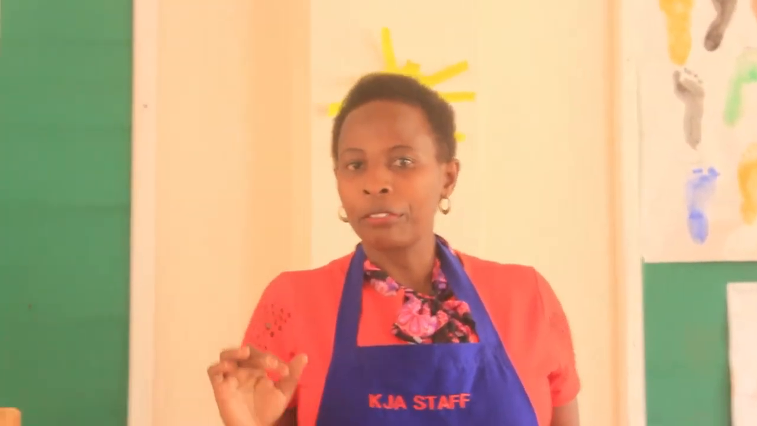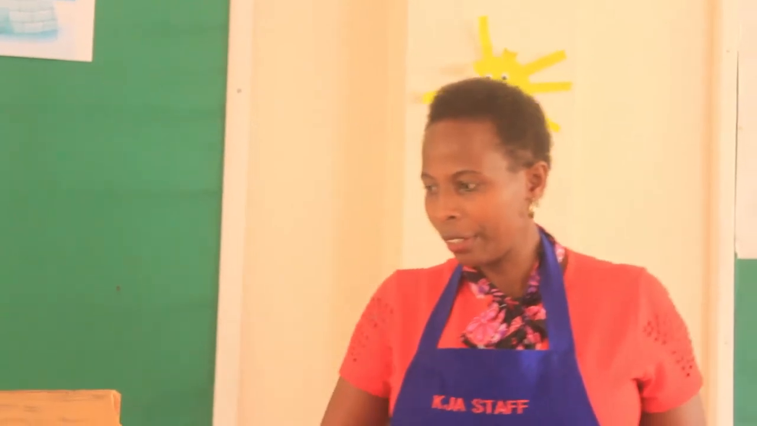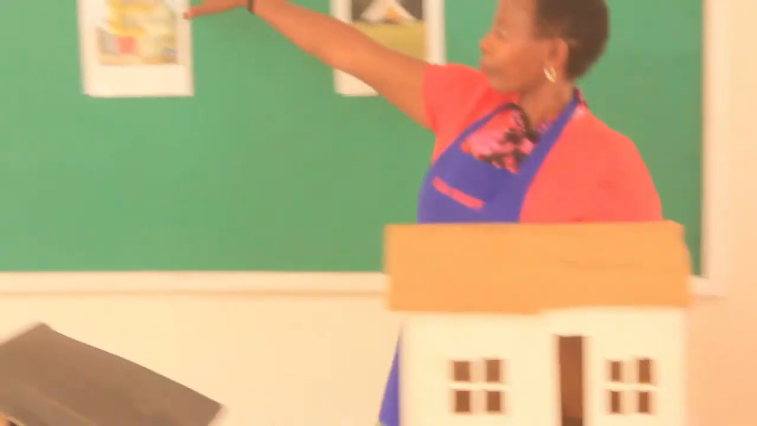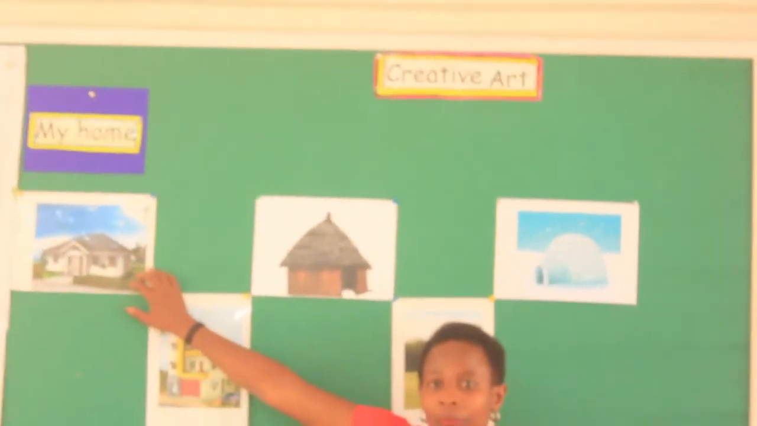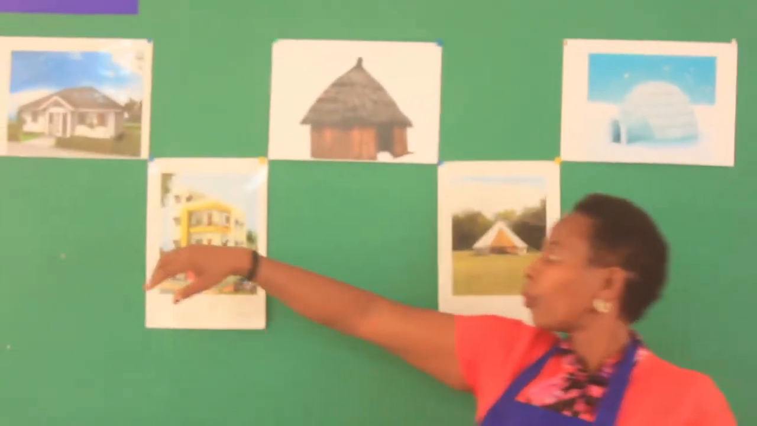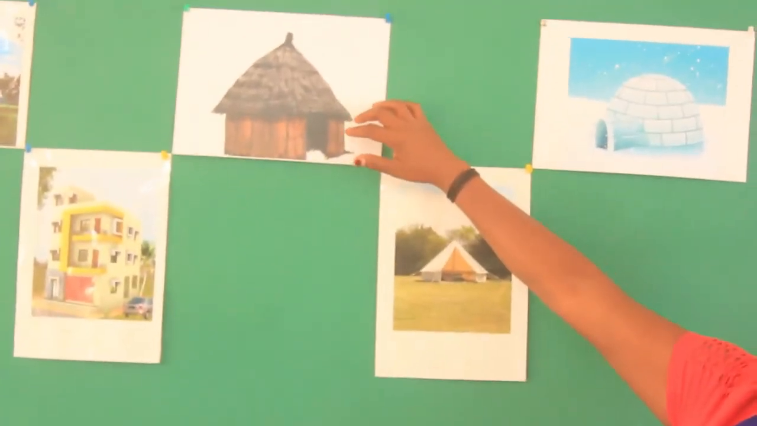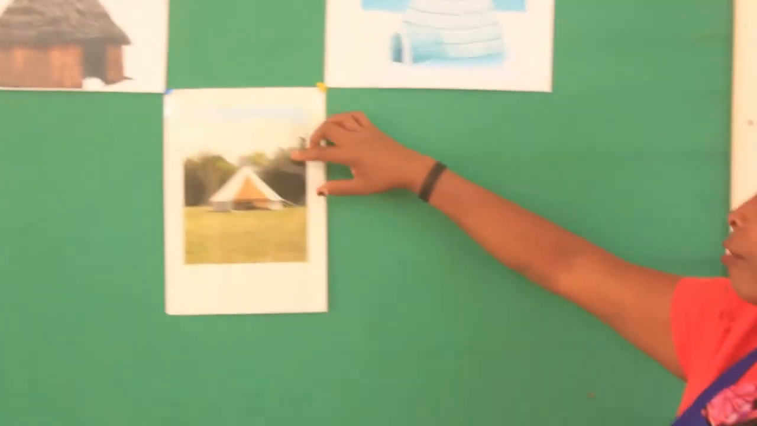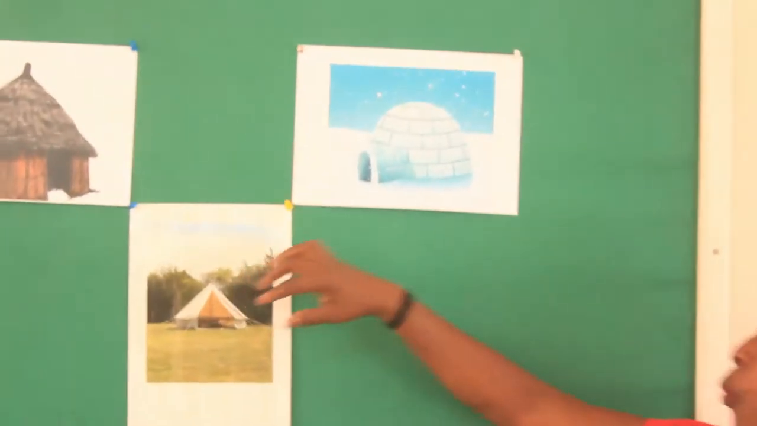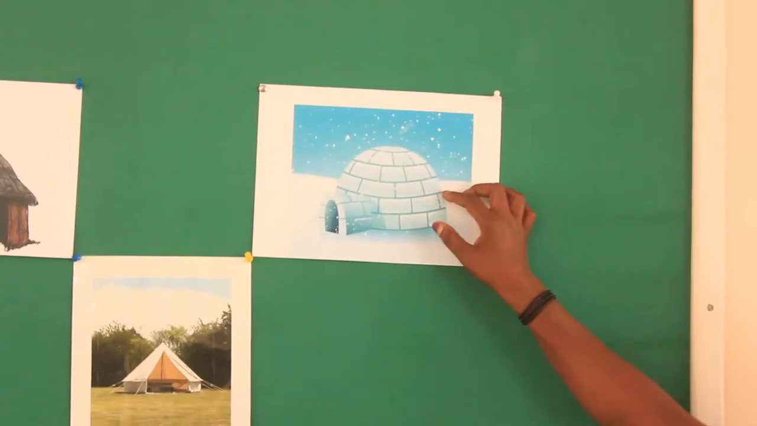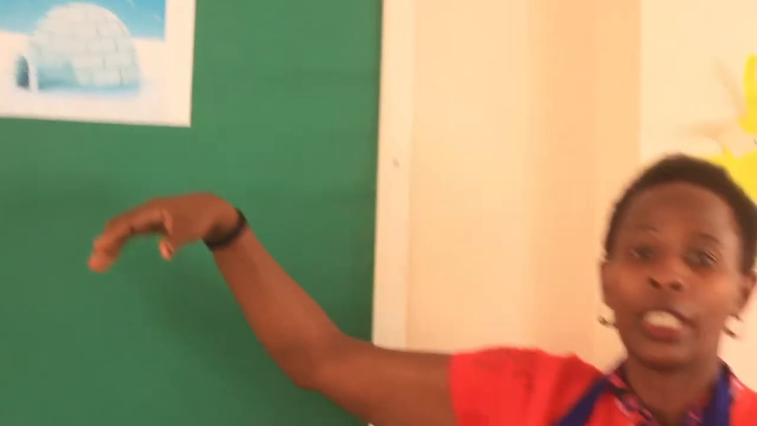There are a number of homes. There are not only three, because I have only three here. But we have a bungalow. That is one type of home. We have a flat. We have a hut. We have a tent. We have an igloo. An igloo is a home of people called Eskimos.